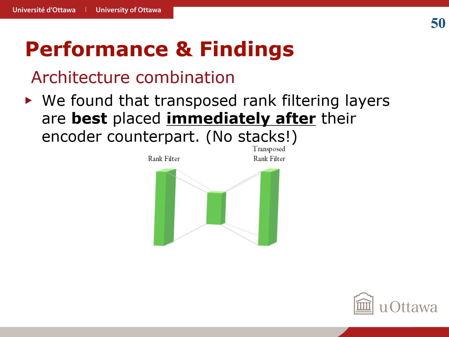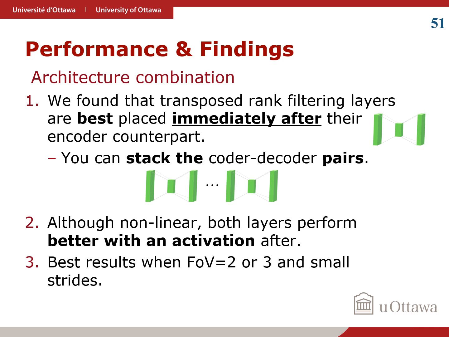What you want is actually a rank filter immediately followed by the decoder. And you could use these as a building block. Now, since you can use the coder-decoder pair as a block, you can stack the blocks. Although nonlinear, both layers perform better with an activation immediately after. Whatever applies to linear convolutions or transposed convolution also applies to rank filters and transposed rank filters. We also noticed that the best results were obtained when the field of view was either 2 or 3 and when the strides were small.